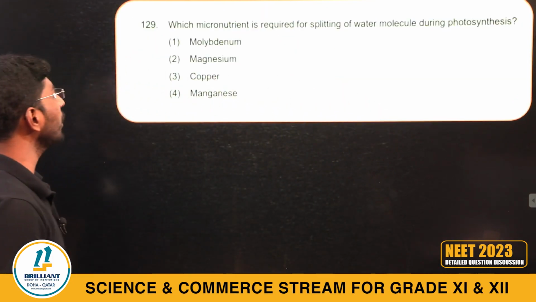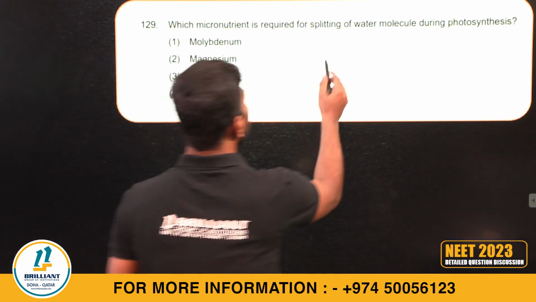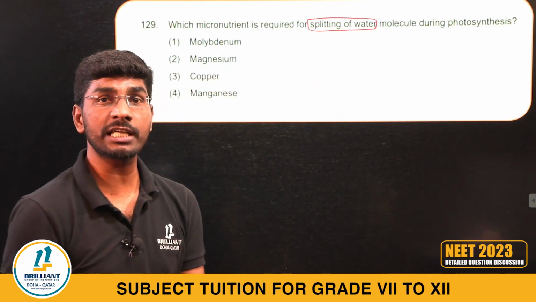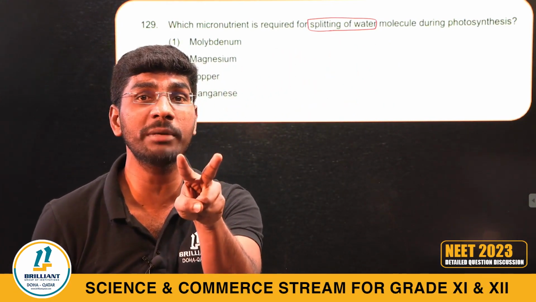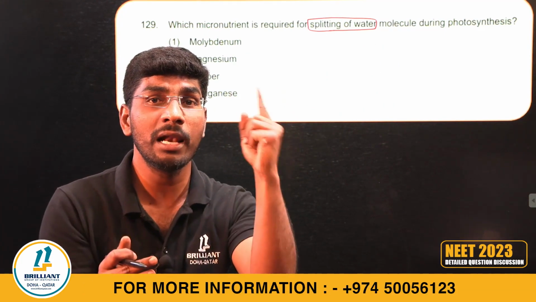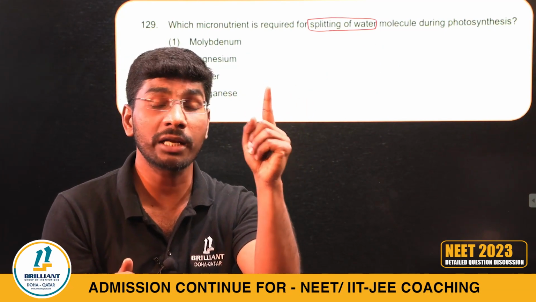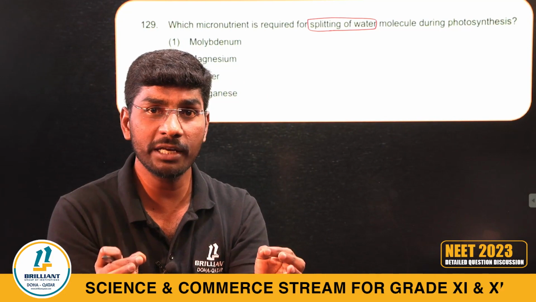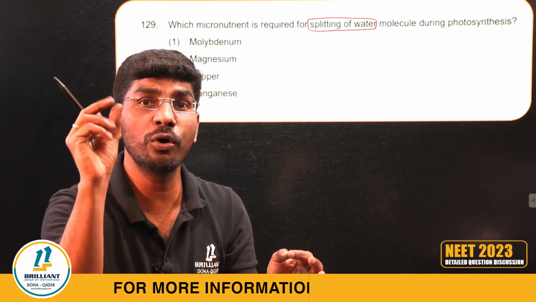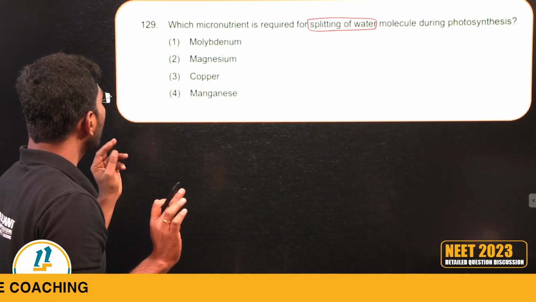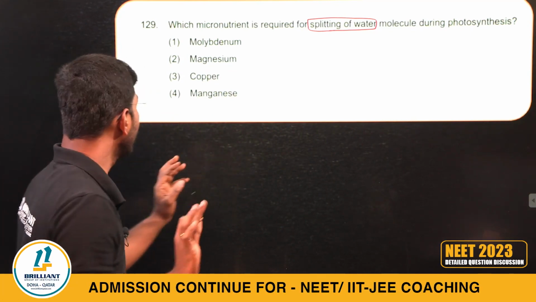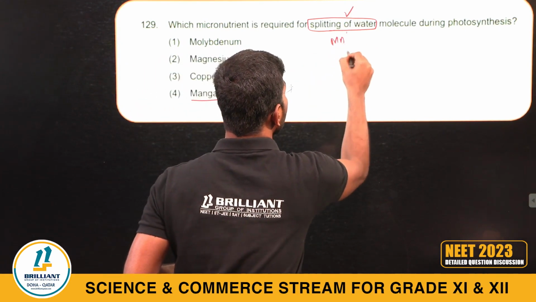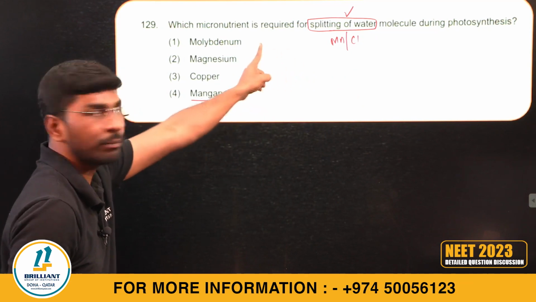129th question. Which nutrient is required for splitting of water molecule? If you remember the mineral nutrition chapter, two micro elements are essential to break down water in the light dependent reaction, the light reaction in the thylakoid water splitting complex: molybdenum and also chlorine. Yes or no? Sorry, not molybdenum, it is manganese. Splitting of water needs Mn, manganese, and also chlorine. Both are essential for the splitting of water.